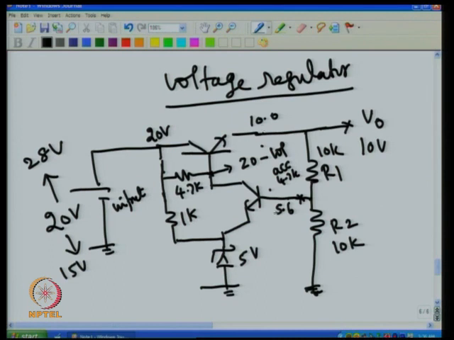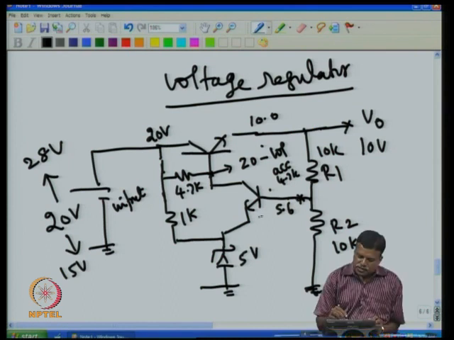So essentially what happens, if more current flows through this, for example, if this voltage is more than 5.6, then more current flows through this, that will make this voltage decrease, and then this also will decrease. In case this goes less than 5.6, because this is sitting at 5, then this will not conduct, or the current flowing through this is very small, then less voltage drop occurs across this.